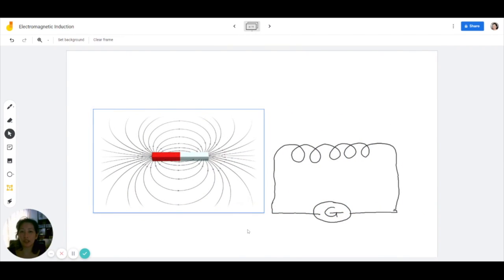Now, in this situation, we also need to be able to determine the direction of the current flow. But if you look at this, you can't use Fleming's right-hand rule in this case. Fleming's right-hand rule, they're all right angles, but this is a solenoid. How do we use it in this case? So in this situation, we need to apply Lenz's law.